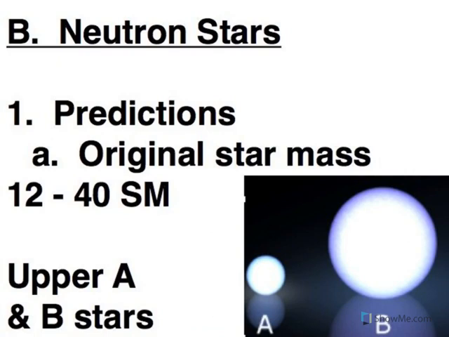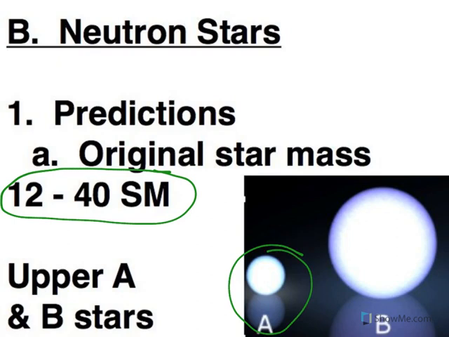One of the conditions has to do with the mass of the star. An original star mass between 12 and 40 solar masses is necessary to become a neutron star. So we're talking about the higher mass A stars and all B stars will become neutron stars.